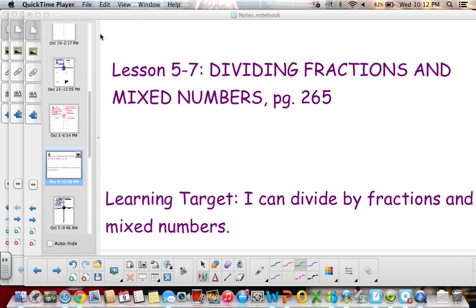So turn to the next open page in your notebook and label the top appropriately with 5-7, dividing fractions and mixed numbers. And it starts on page 265. The learning target is being able to divide by fractions and mixed numbers. So remember, you just need to label the top of your page with this right here, all of this.